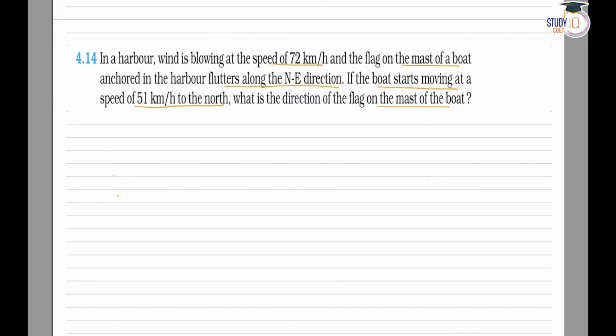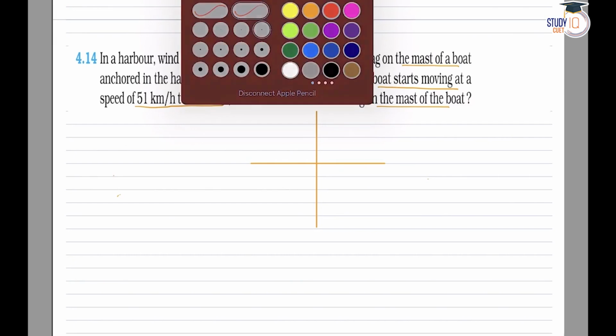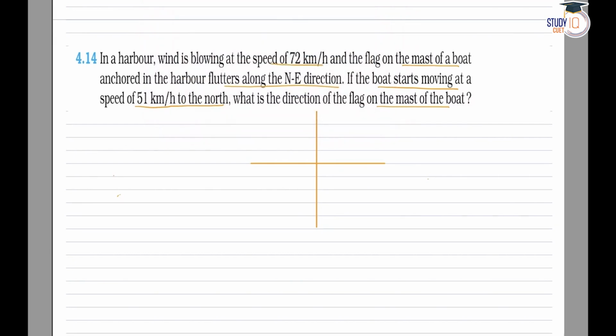So initially the boat is at rest and the direction of the flag is given as northeast. When the boat is at rest, the flag will flutter in the direction of wind. So from this statement, we can find out the direction of wind, which is northeast, making an angle of 45 degrees with east. This is the velocity of wind.